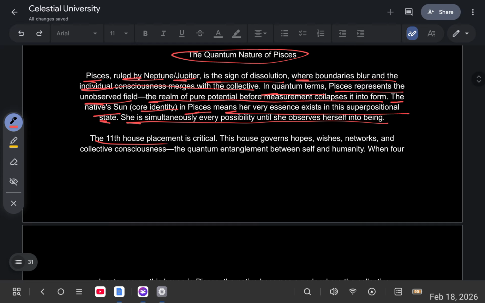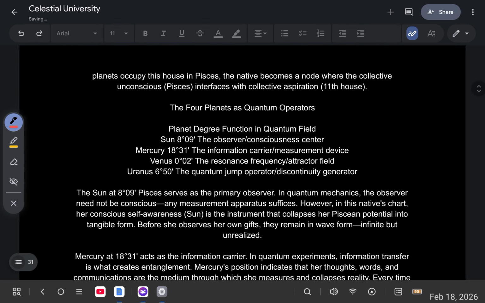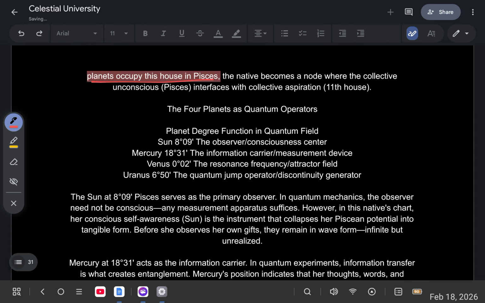So the 11th house placement is critical. This house governs hopes, wishes, networks, and collective consciousness, the quantum entanglement between self and humanity. When 4 planets occupy this house in Pisces, the native becomes a node where the collective unconscious, Pisces, interfaces with collective aspiration, which is the 11th house.